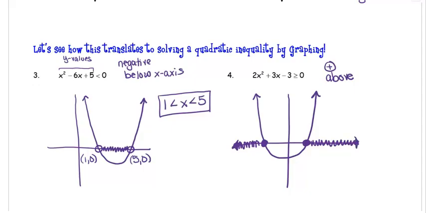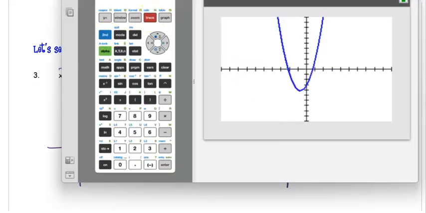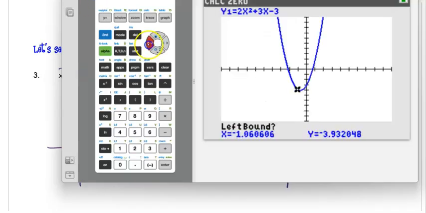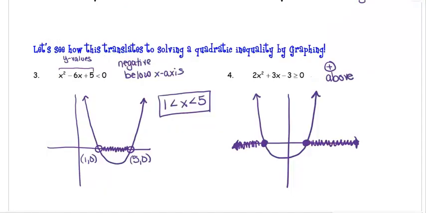Now I need to use my calculator to find those two x-intercepts. So just like before, we're doing second trace. We're trying to find our 0. I'm going to arrow to the left of it and click enter, then arrow to the right of it and click enter. I'm going to take a guess, and I see that my 0 is at negative 2.1860.